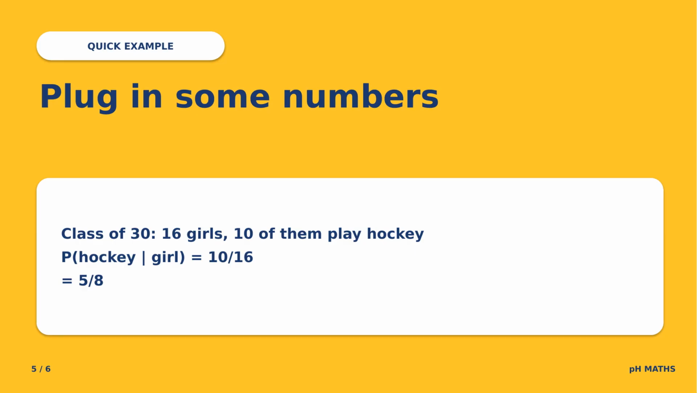Quick example, class of 30, 16 girls, and 10 of those girls play hockey. Probability of hockey given girl, restrict to the girls. So within the 16 girls, 10 play hockey. So the conditional probability is 10 over 16, which simplifies to 5 over 8.